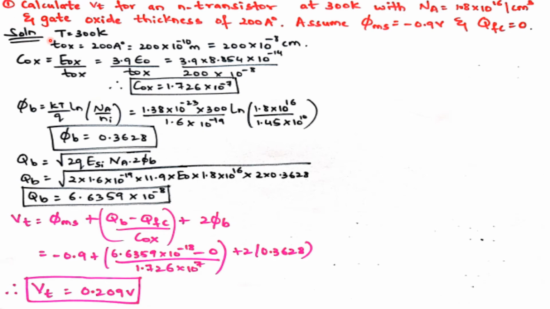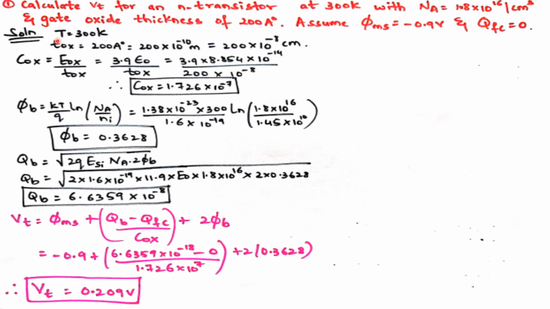So let us solve few problems on threshold voltage. The problem statement is: calculate threshold voltage for an N transistor at 300 Kelvin with Na doping concentration 1.8 into 10 raised to 16 per centimeter cube and gate oxide thickness of 200 angstrom. Assume phi MS is minus 0.9 volt and QFC equals to 0.